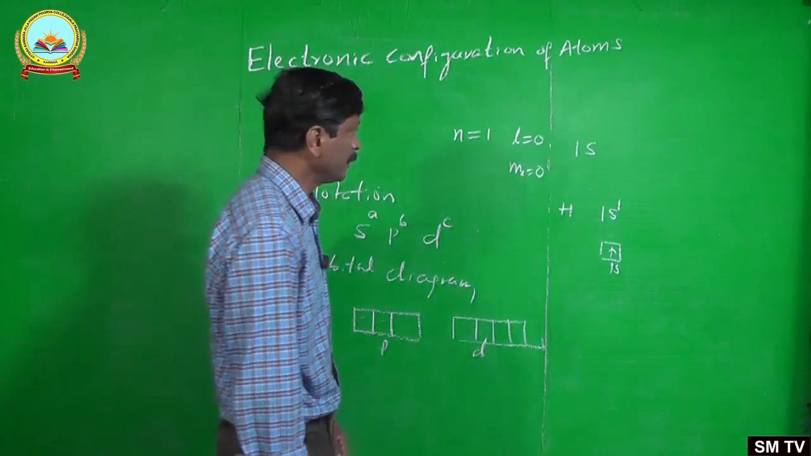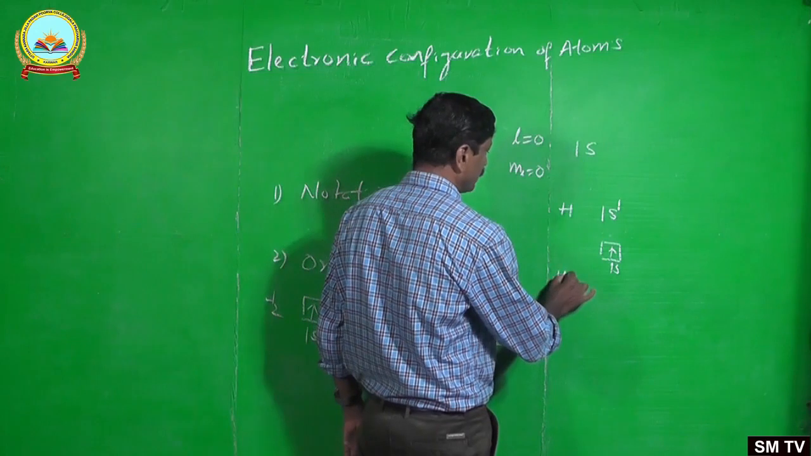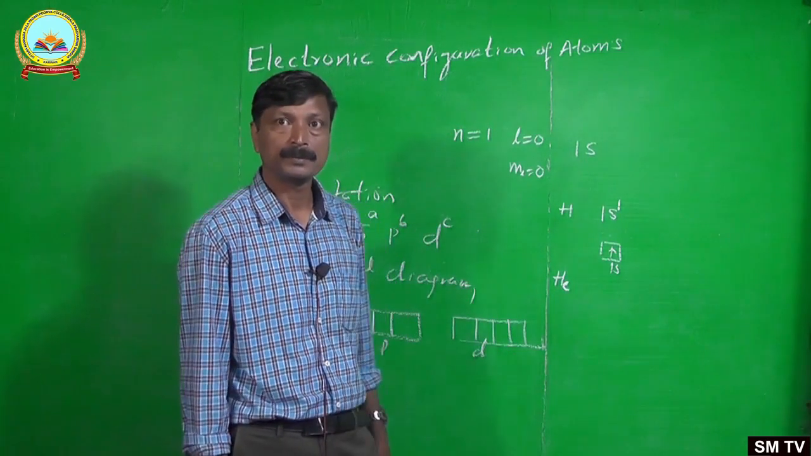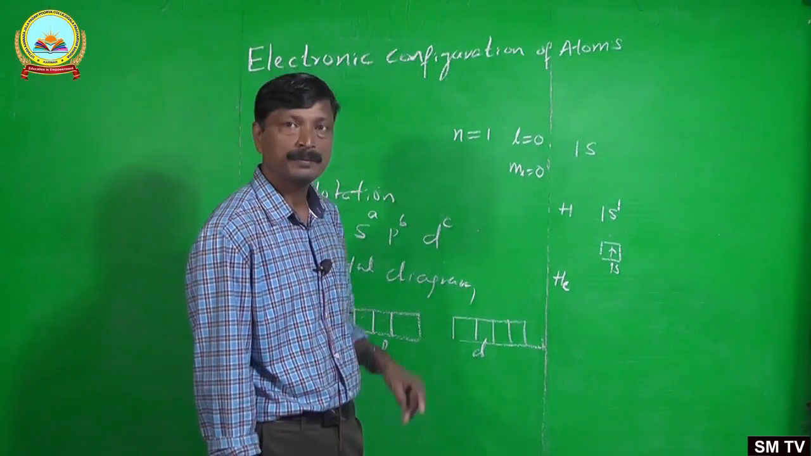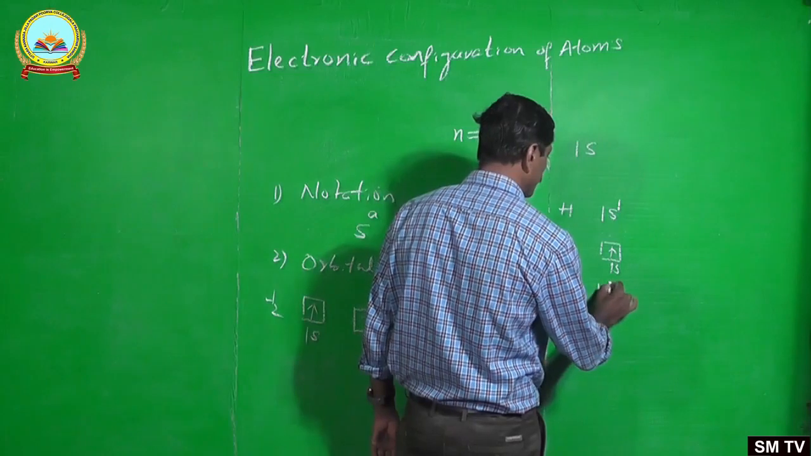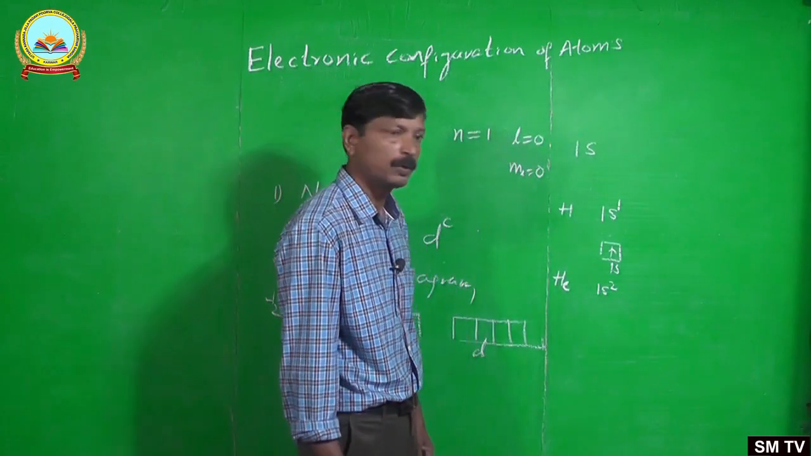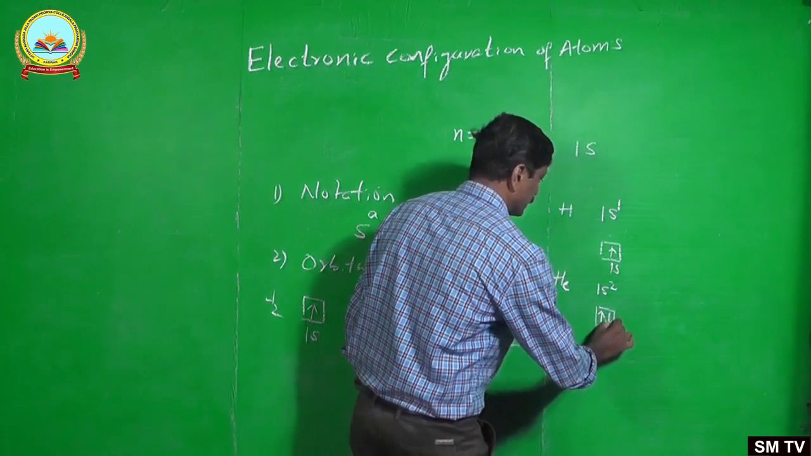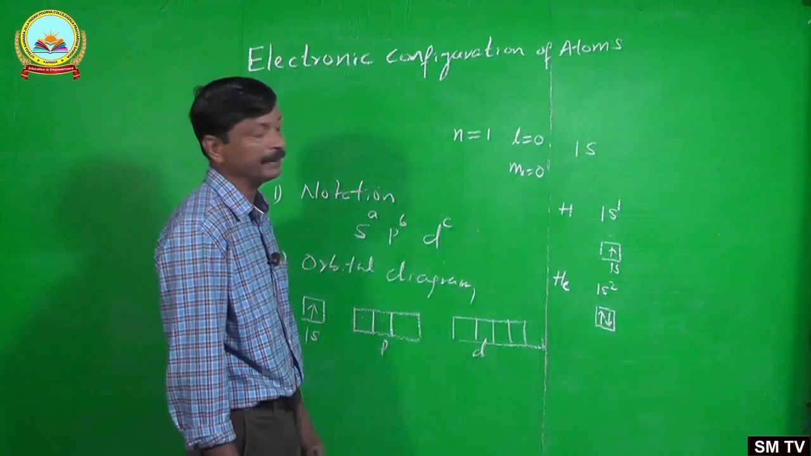After hydrogen, atomic number 2 is helium, a noble gas. How many electrons are there? Atomic number 2 means it has 2 electrons. It's 1s2, or you can write it in an orbital diagram like this. This is the electronic configuration of helium.